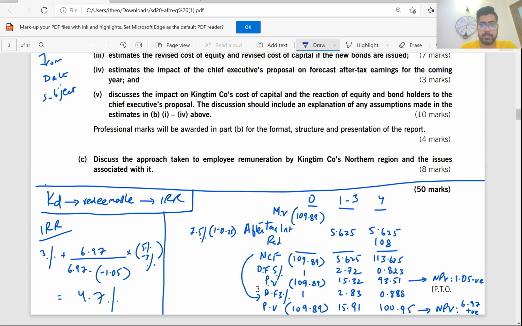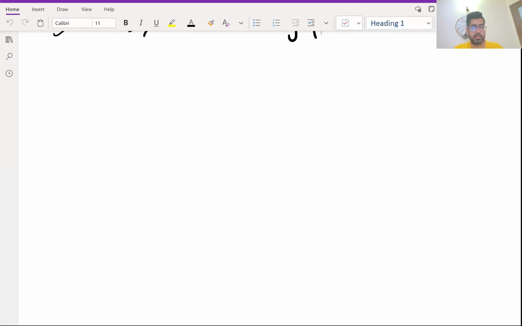Okay, so we have done the first part. Then part B of the report, we did the cost of capital requirement. Then we discussed this yield to maturity and market value of the new bonds. Then the third requirement: estimate the revised cost of equity and revised cost of capital if new bonds are issued. You need revised KE and revised WACC if new bonds are issued. I have to explain this in detail.